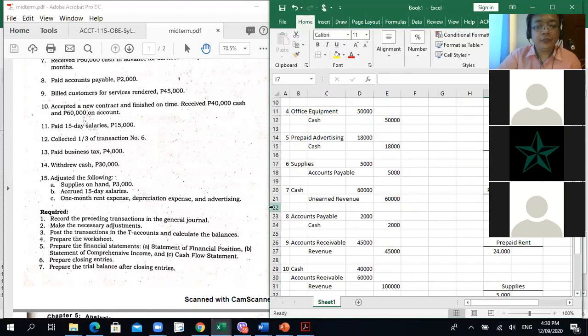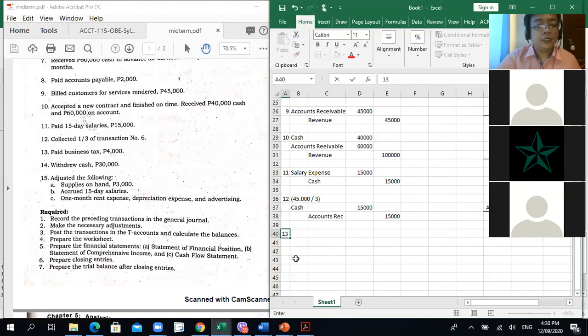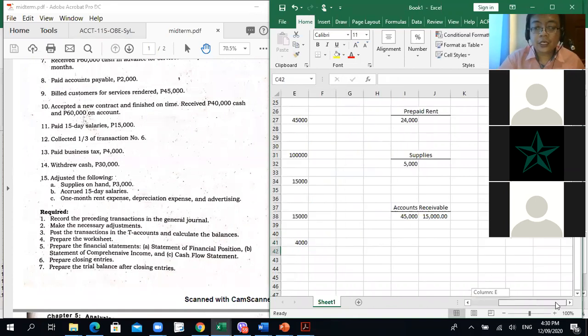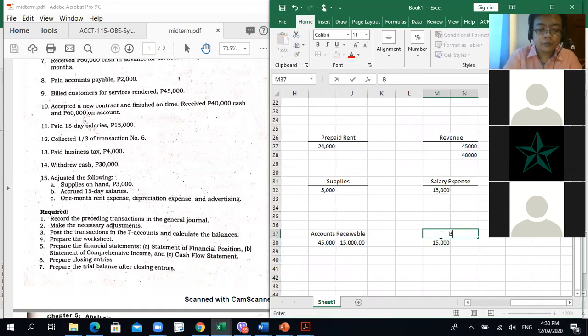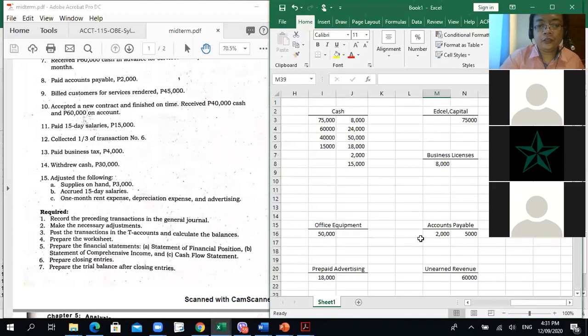Alright, number 13. Paid business tax worth 4,000. So, same lang yung kanina, pero okay, we can use business tax. Business tax, kasi kanina is business licenses. Okay? Business tax worth 4,000 and you credit here cash because you paid cash, right? Of 4,000. So, business tax, you have here 4,000. Business tax worth 4,000 and cash also of 4,000.